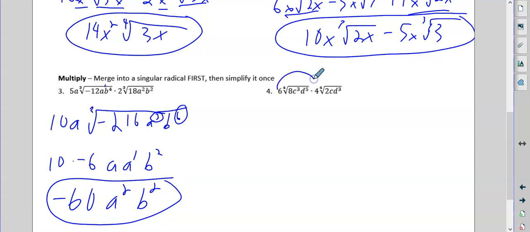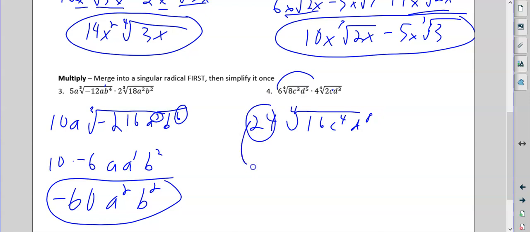Right, on the outside, 6 times 4 is 24. No letters on the outside. This is a 4th root. 8 times 2 is 16. c^3 times c^1, that's c^4. d^5 times d^3, that's d^8. Now, the 4th root of 16 is actually a perfect number also. So 2 times the 24 is 48.